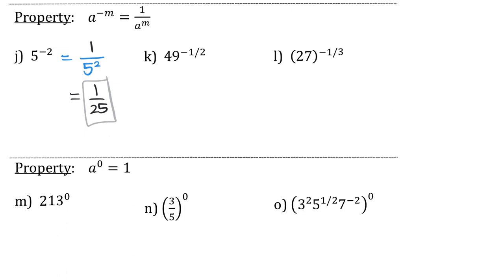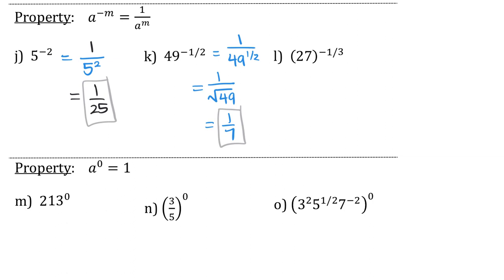Okay, I can do the same thing with 49 to the negative 1/2. If I take care of the negative exponent first, this becomes 1 over 49 to the 1/2. Okay. 49 to the 1/2 is the square root of 49. So I end up with 1 over 7.